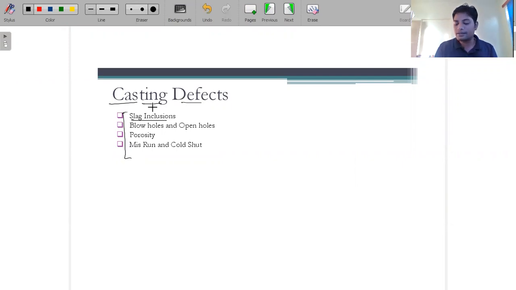So, slag and inclusions. This will be very clear when we discuss the welding part. But for the time being, just try to assume that we are using the flux.